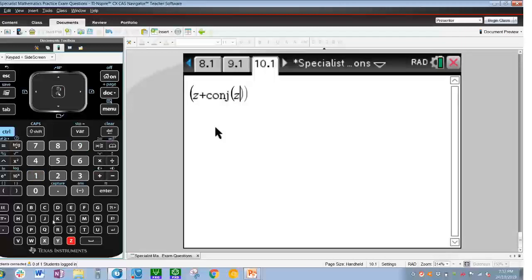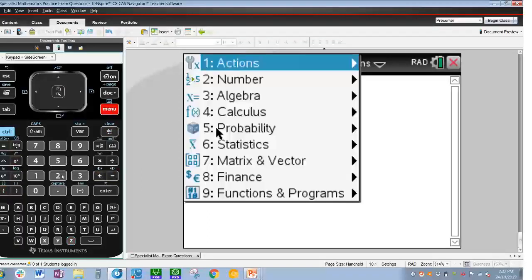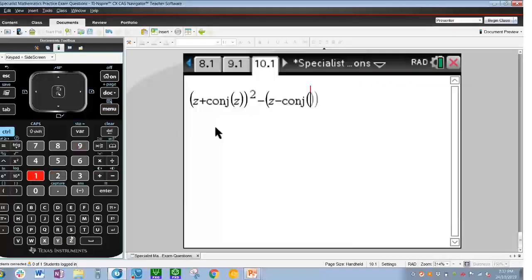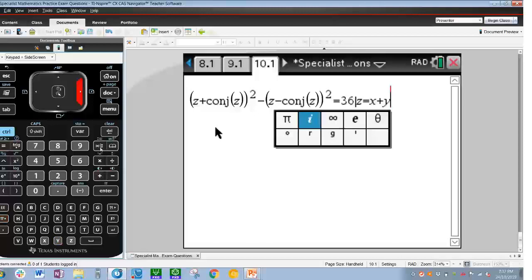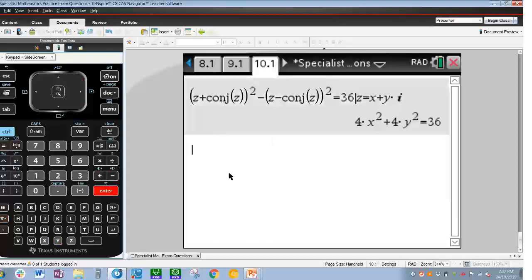So conjugate of z, that is z plus z bar, close bracket squared, and then minus, sorry, not plus, it's a minus. So minus, now do the same thing, open bracket, z minus, and then menu, 2, 9, 1 for conjugate of z, close bracket twice, squared, and equal that to 36. And before we hit enter, let's let the calculator know that it is z equals x plus yi. So control equals enter, z equals x plus yi, and there we go. We have 4x squared plus 4y squared equals 36.